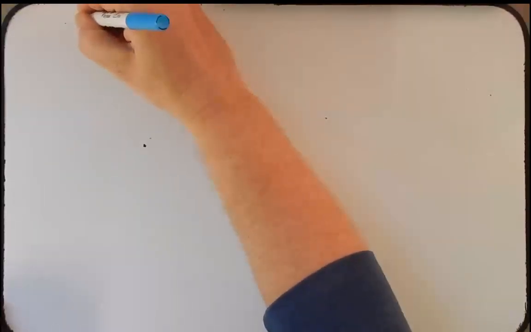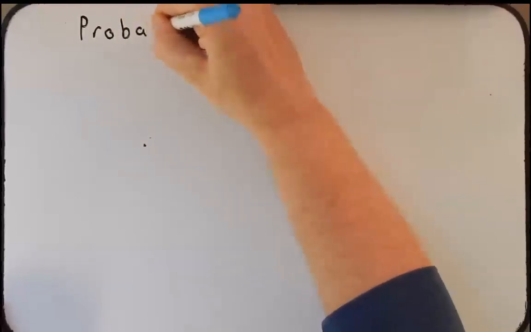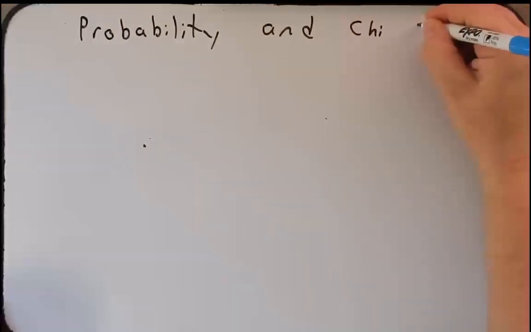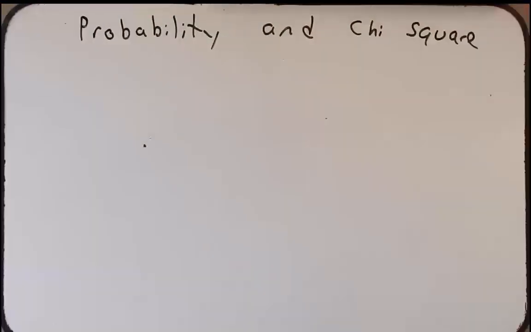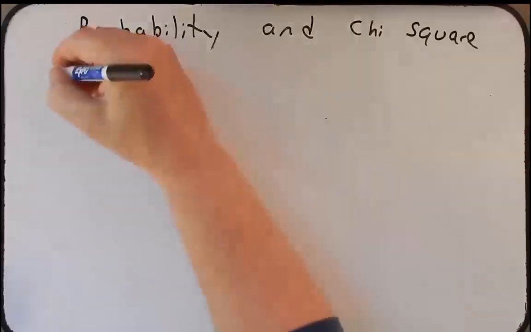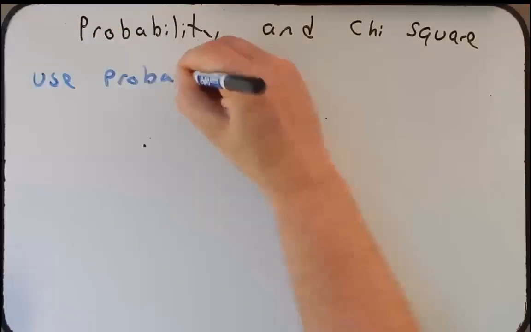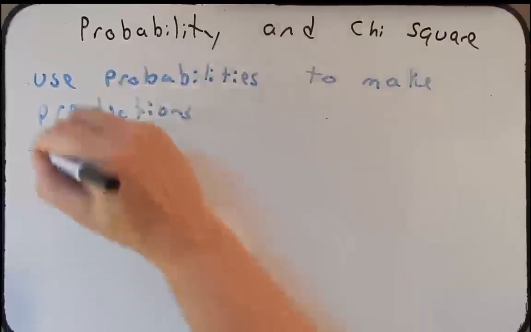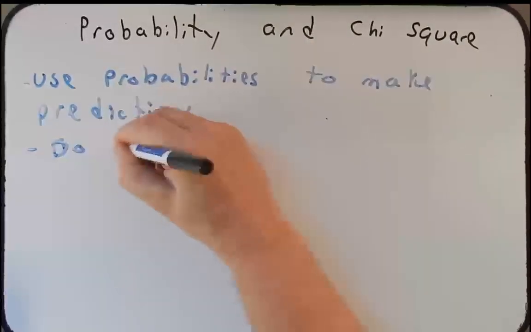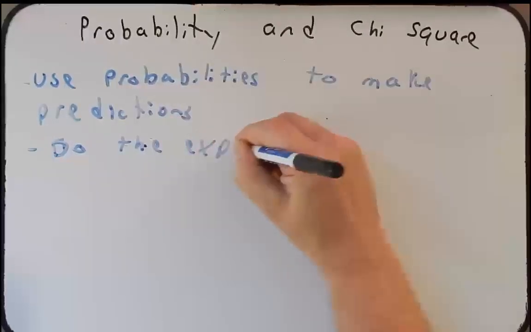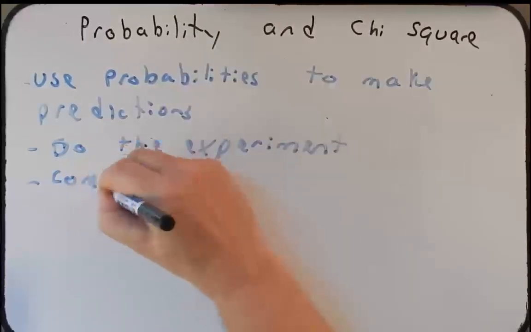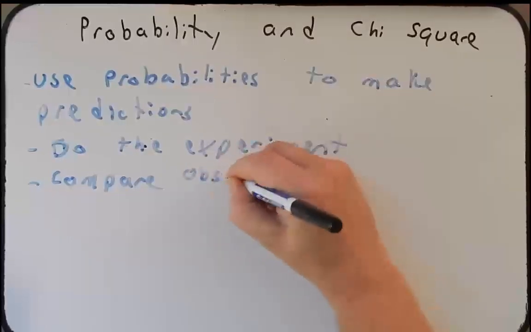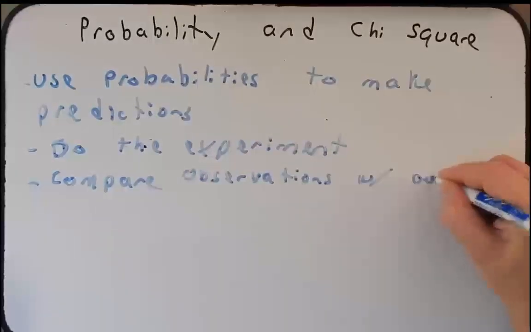In this podcast, we're going to talk about probabilities and chi-square. In genetics, we often will use probabilities to make predictions. And then we'll do the experiment, and then finally we'll compare our observations with our predictions.